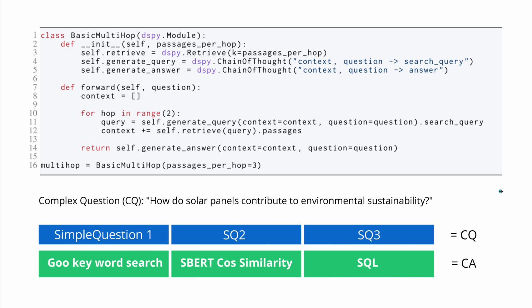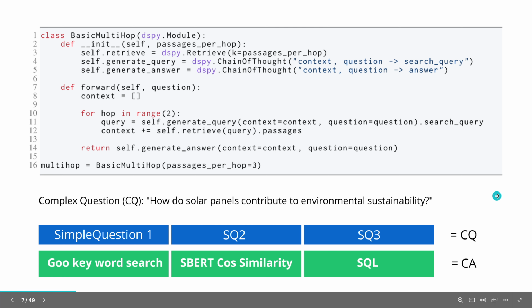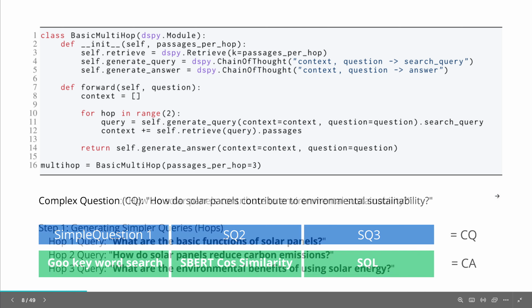So this gives us the chance, and please note, I don't care about the retrieval module. You can go to Google and do a keyword search. You can go to an encoder transformer and just go S-squared cosine similarity, or you go to a SQL database, whatever you do. It's not important what is your retriever. Just important, you have a complex question divided in simple questions, and the simple questions can be answered by a RAG system.